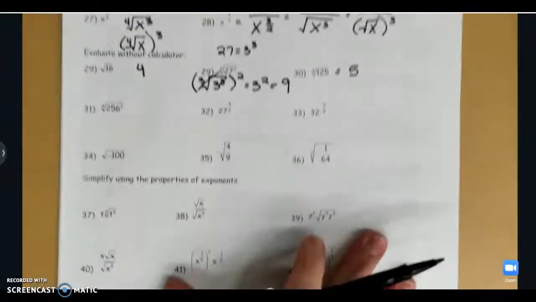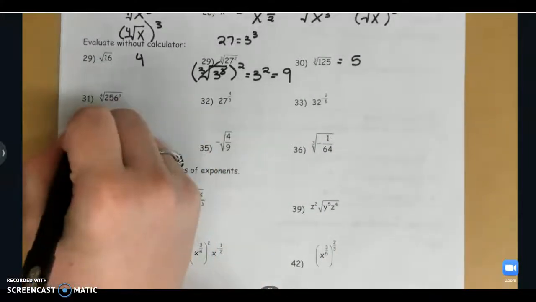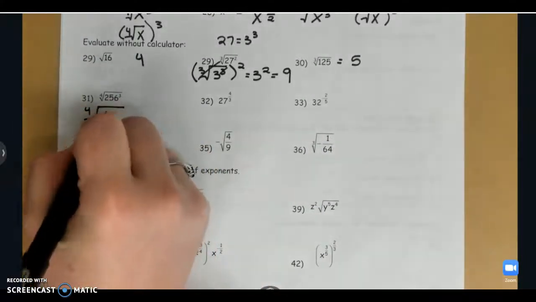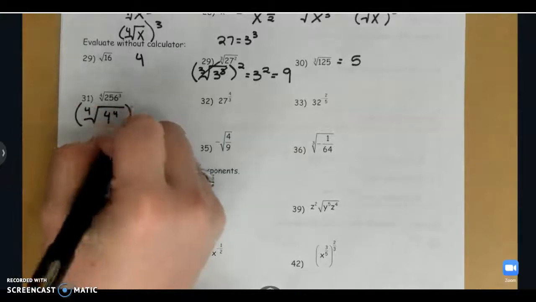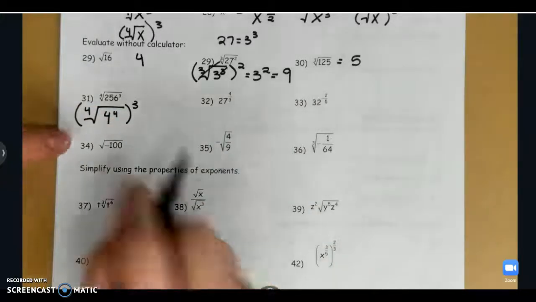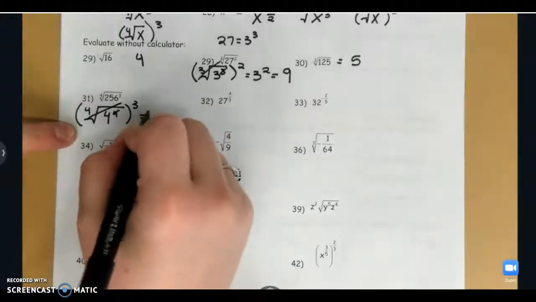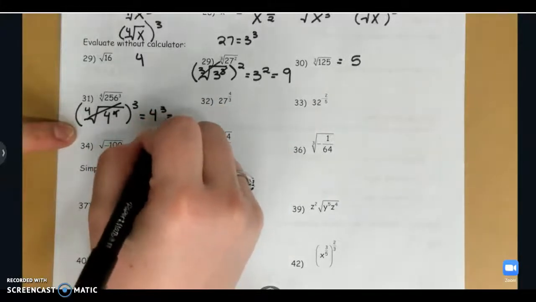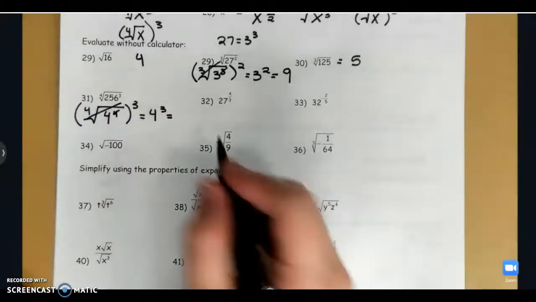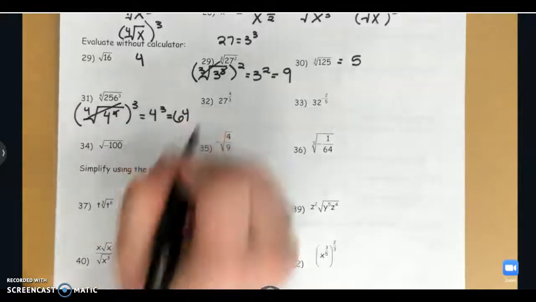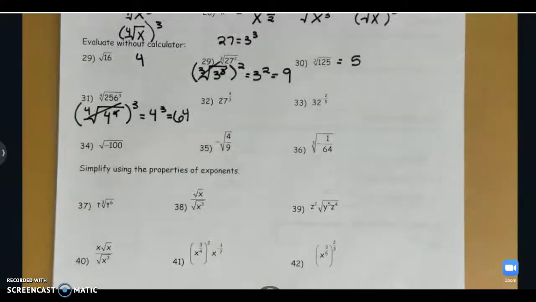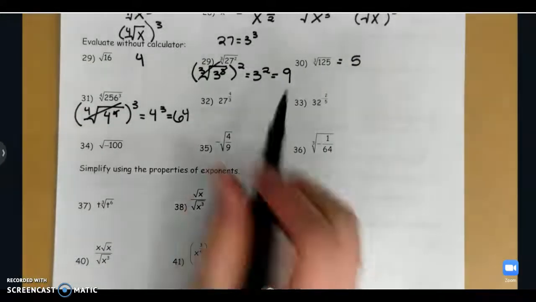So I'm going to, again, rewrite this as the 4th root of 4 to the 4th power, cubed. So again, the 4th root of 4 to the 4th, that's just going to cancel with the exponent. So that's going to be 4 cubed, which, if you don't have it memorized, you can look back at your power table, but that is going to be 64. Okay. All right, so hopefully you're finding a rhythm by now.